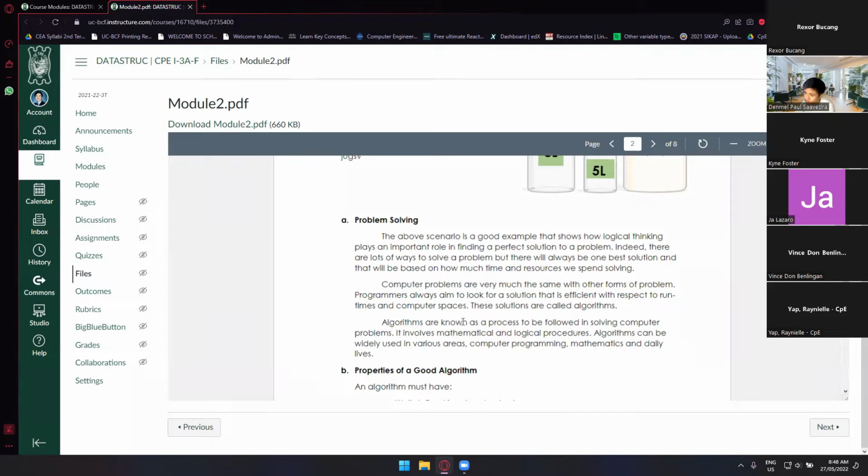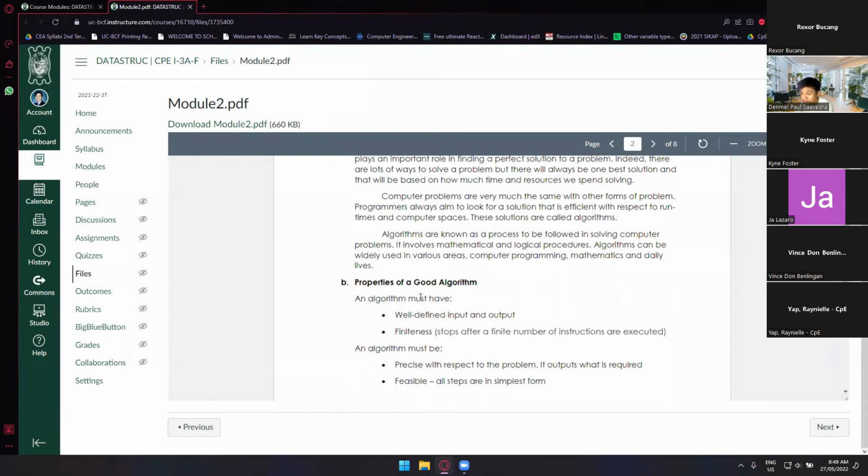So algorithms are known as a process to be followed in solving computer problems. They involve mathematical and logical procedures. Algorithms can be widely used in various areas: computer programming, mathematics, and daily lives. Okay, so this is the first step: problem solving, choosing the best algorithm.